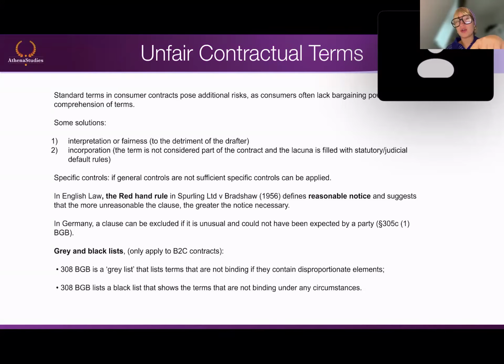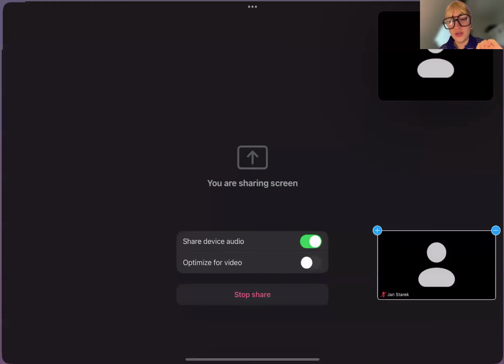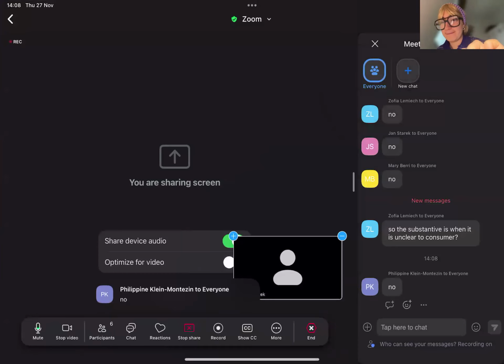We're also going to have a practice question about this, so you'll be a little more familiar with it by the end of this lesson. Do you have any questions about unfair contractual terms? Also check the chat. No.